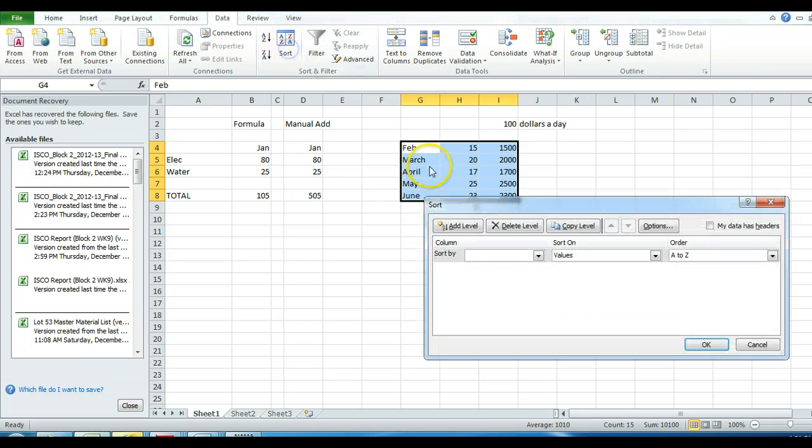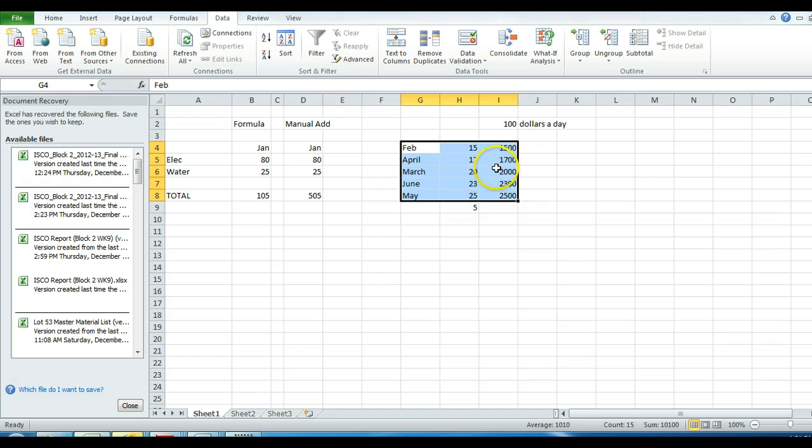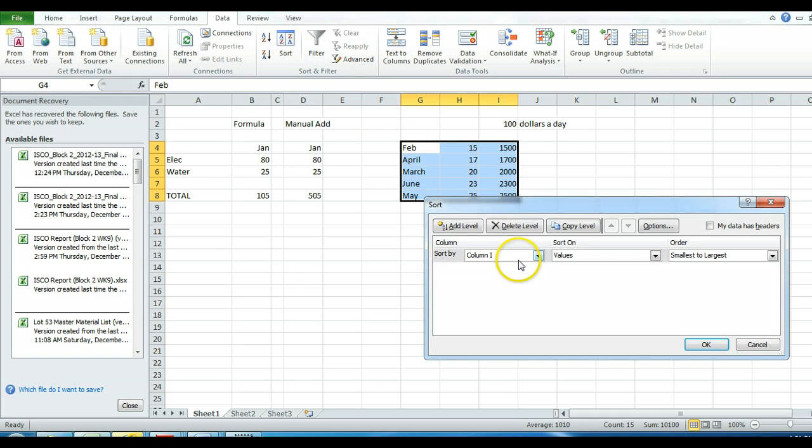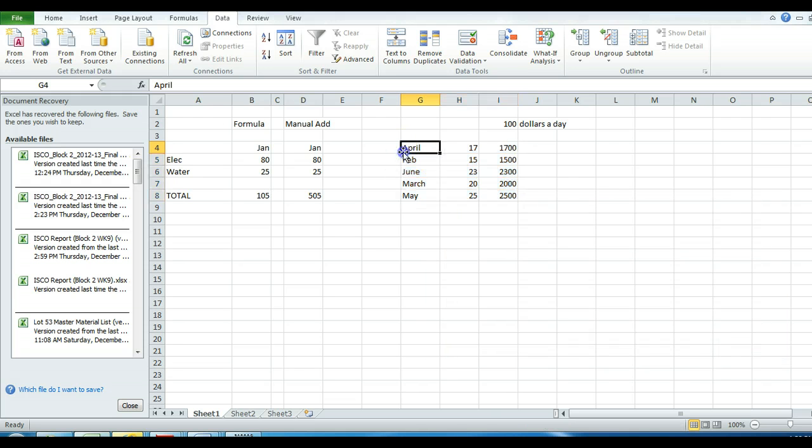Data, Sort, and I want to sort this by which month I made the most in, so that would be column I. So I choose column I, okay. And you can see that it moved things around. March and April switched places. So now I can see which months I made the most money. If I wanted to sort it alphabetically, then I do that, sort, and I'm going to sort it on column G. Now it puts things in alphabetical order. So you can see how that can work.